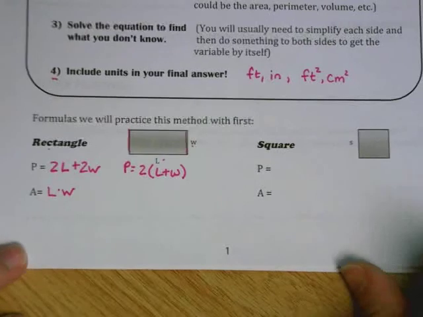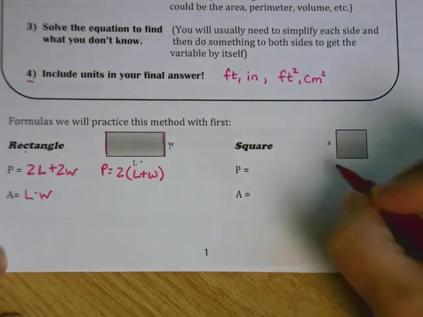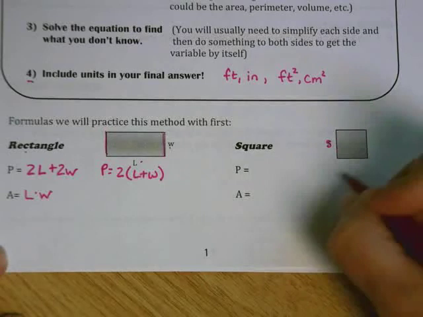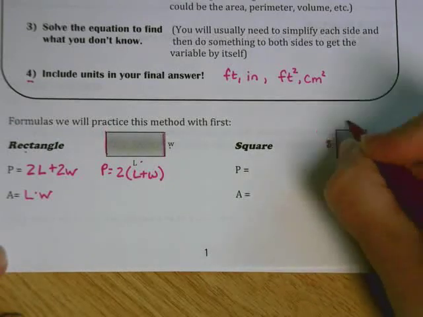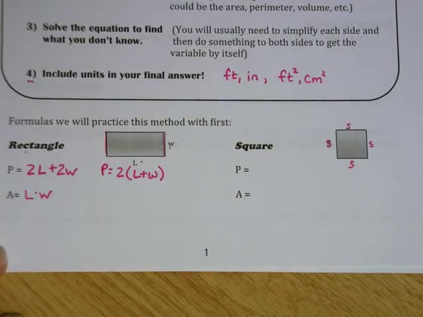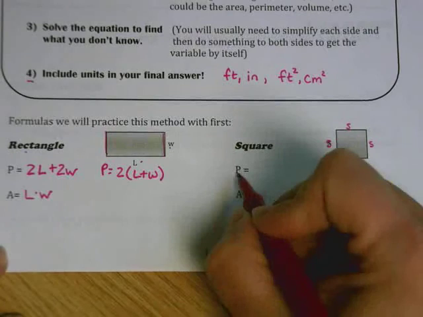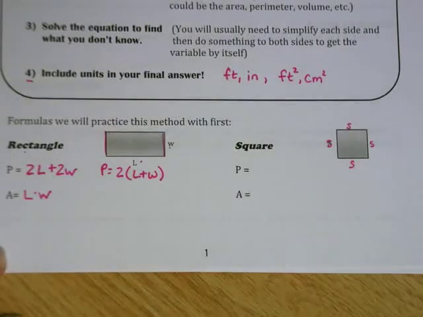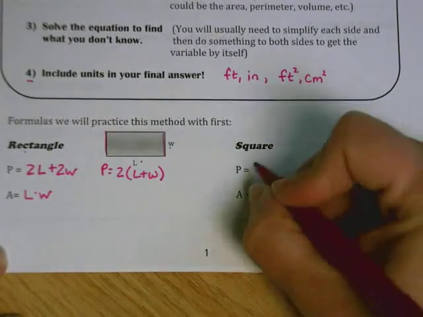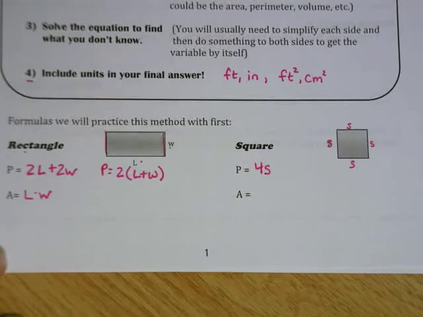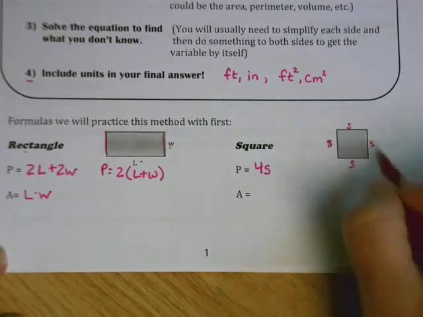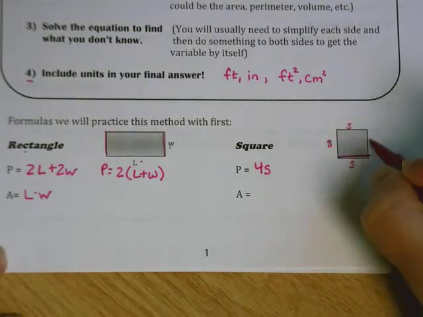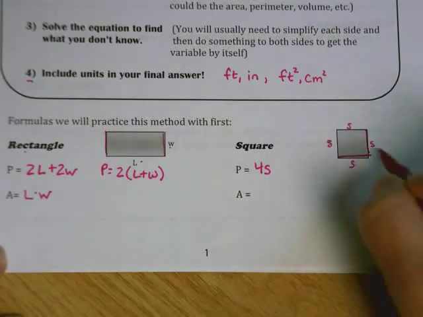Okay, let's look at a square and do the same thing. The only difference is that squares don't have lengths and widths. Squares just have a side length. We call that S because all 4 sides are S long because it's a square. So the P, the perimeter of a square, is just S plus S plus S plus S. How many S's are there? 4. 4 times the side length. That's going to give you the distance around it. That's the perimeter. And then the area, instead of being length times width, is going to be side times side.